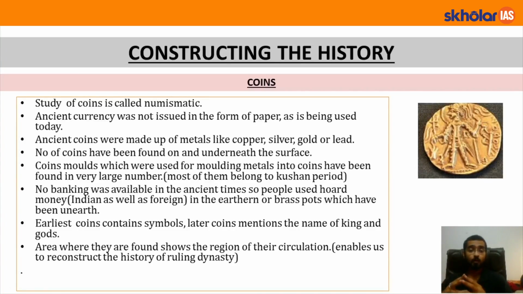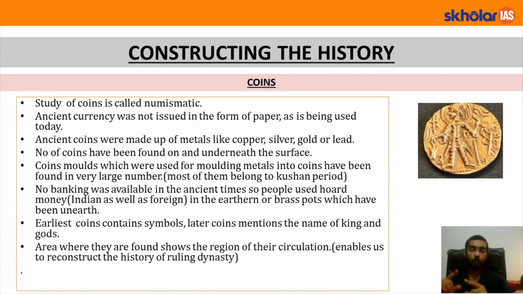Now, the most number of coins belonging to the Kushan period have been found. The coins of the Kushan period used to have images of the king. Their circulation, their use, tells us the region of the extent of their empire. Apart from this, it also tells us the ruling dynasty of that period. These coins throw so much light upon various factors.